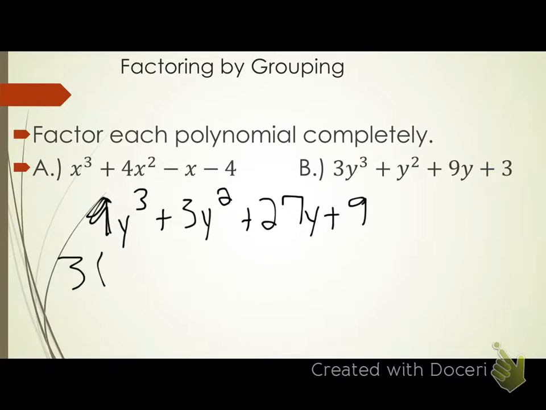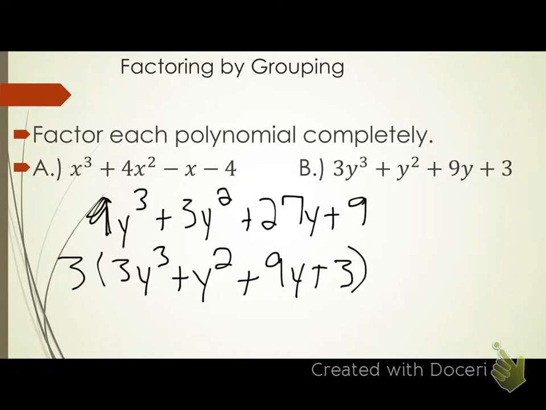So 3 times what would give me 9y cubed? 3y. That'd give me y squared. That'd give me 9y. That'd give me 3, right? Do they all four have a common factor anymore after I factored out that 3? No. So now, I could then factor by grouping.